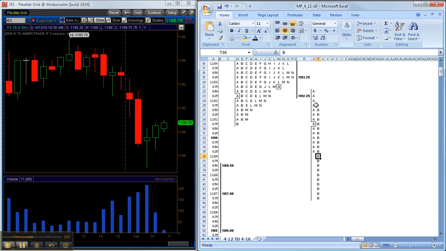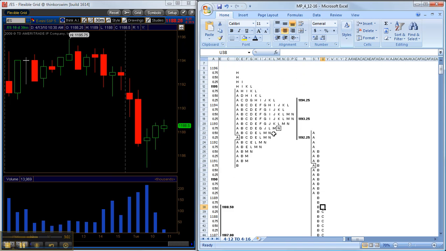So our next column would be B for the second 30-minute period, and we continue on with C. We had a high of 88.25, so I'll go ahead and put C to start that column off, and then a low of 1185. So we go down here, 1185. And you see what's developing is a series of letters with spaces to the left.